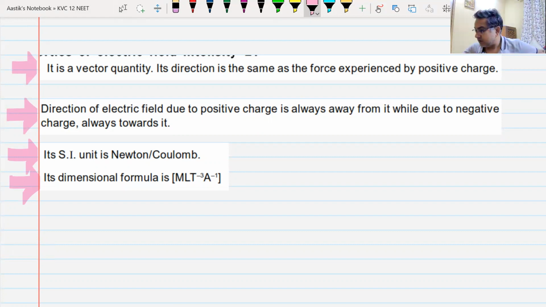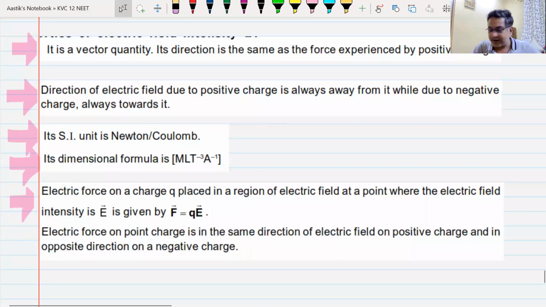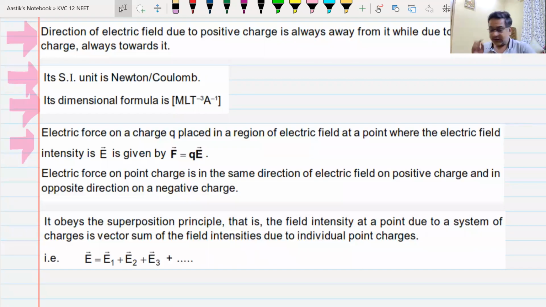Yes, sir. Again, the same point: electric force on a positive charge will be in the same direction. Electric force on a negative charge will be in the opposite direction. Everyone understands this? I've given it so many times that you would not remember it. The next one is this. It obeys the superposition principle. It is a vector, my dear friend, so it will obey superposition principle. So if you have to find out the net electric field at any point, you add all of them vectorially. Do we understand this? Yes, sir.